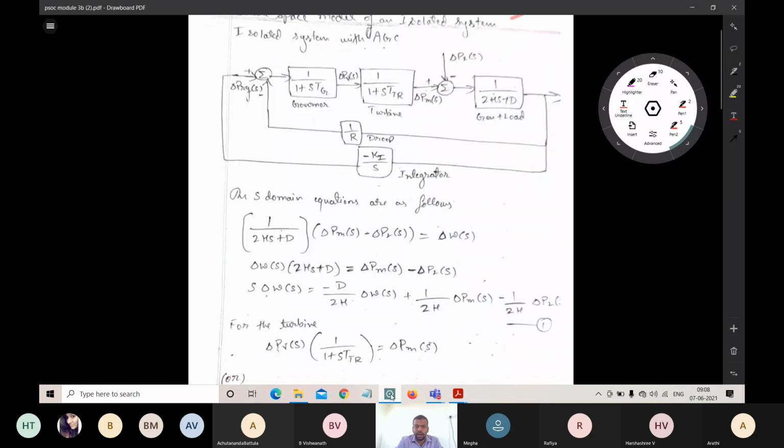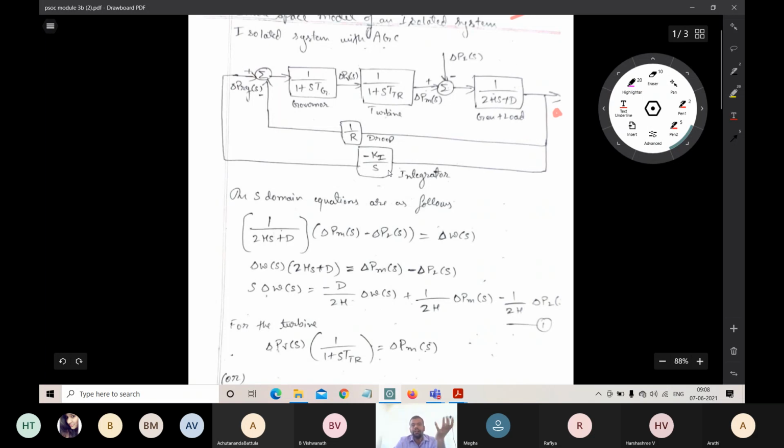Let's consider a system with AGC. The output will be delta omega s. You know how to calculate the transfer function of a control system. This is a control system, not any other system, so we need to analyze it.